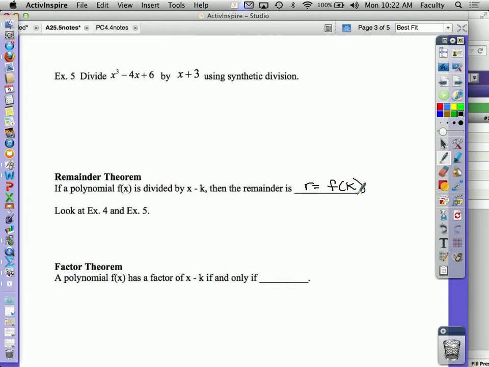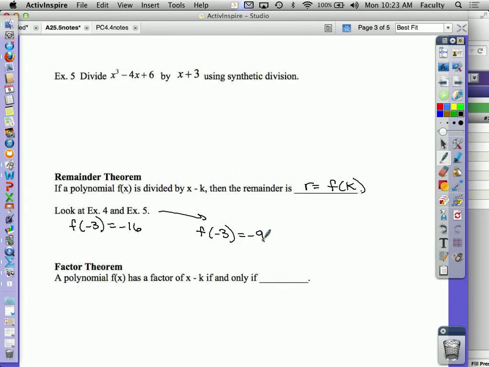Let's look back at example 4. It said we wanted to divide by x plus 3, so that means f of negative 3 was negative 16. Okay, do you understand that? That's actually what we did in 5.2. And in example 5, we had f of negative 3 is equal to negative 9. Okay, so we did this before.